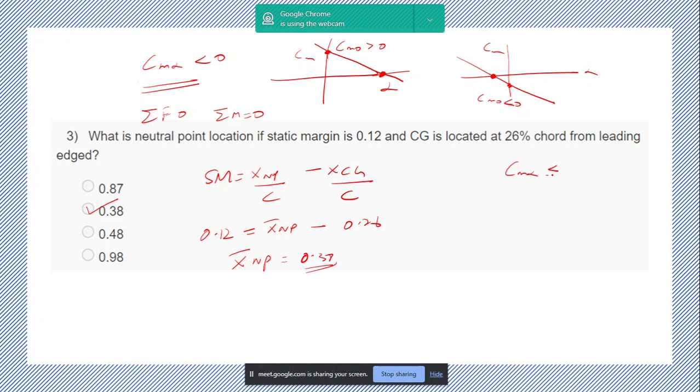One option was Cm alpha less than or equal to 0. These were your options, right?